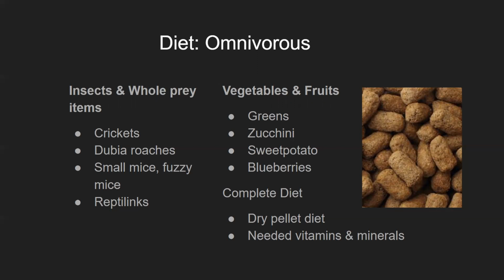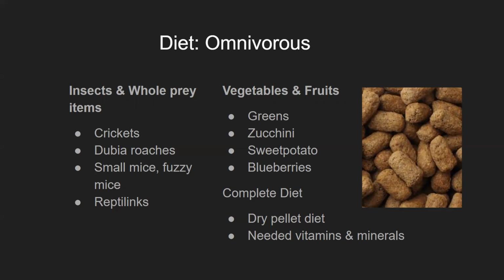So on occasion, we will absolutely feed whole prey parts, small mice chopped up or fuzzy mice, that kind of thing. We also have something called reptilinks, which is a different whole prey option. You guys will see that once we get into lab. All right, fruits, veggies, good variety. Variety is key. And this is the first introduction to a complete diet.